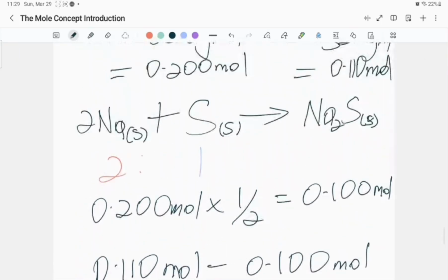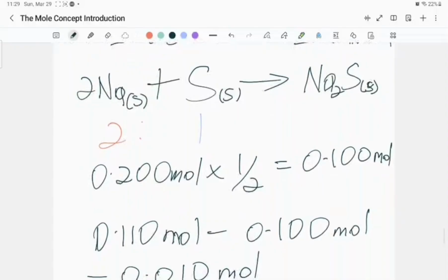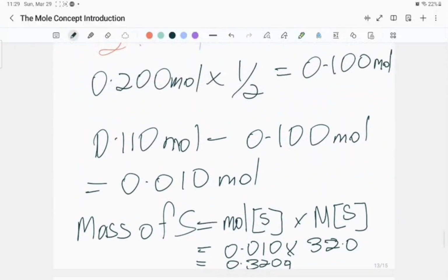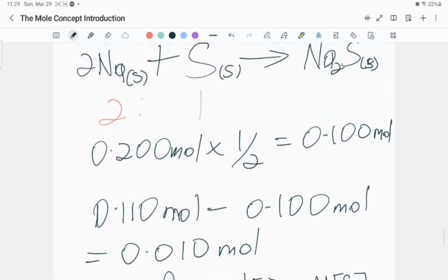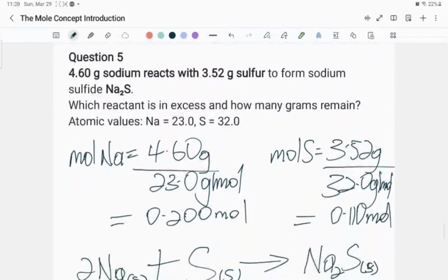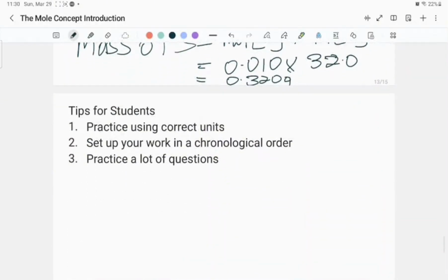So now we complete the question by knowing that sulfur is the reactant in excess, and the amount of grams that remains is 0.320. So that brings us to the end of part 3 of the calculation of mole concept. I hope you find it useful.